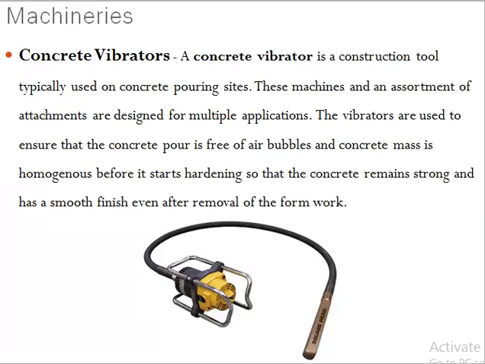Now the next most commonly used machine is the concrete vibrator. It is a tool which is used while concreting. Vibrators are used to ensure that the concrete pour is free of air bubbles and the concrete mass is homogeneous before it starts hardening, so that the concrete remains strong and has a smooth finish even after removal of its formwork.